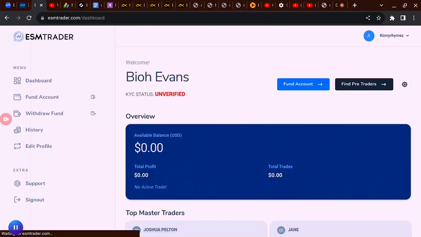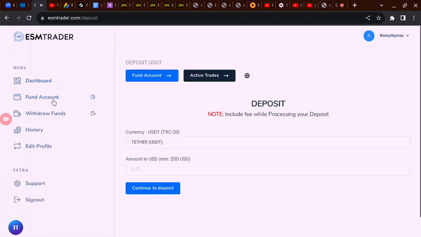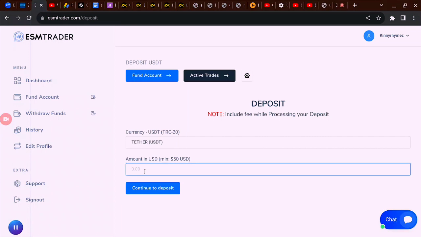When you're registering an account, you will need your Ghana card to verify. This one is a demo account, so I haven't verified yet. This is how you do it. We have a dashboard over here, and we have fund accounts. This is where you will fund the account, and it can only be funded through TRC20. The minimum amount you can fund the account with is 50 USD. Then you can continue to deposit.